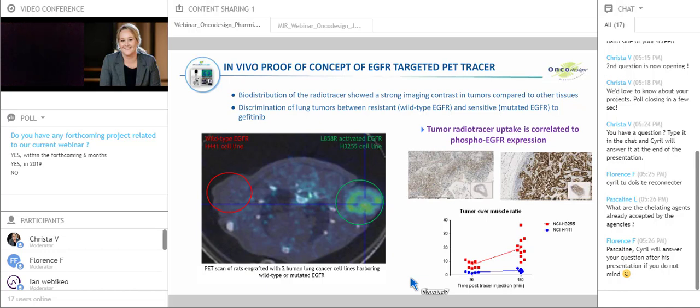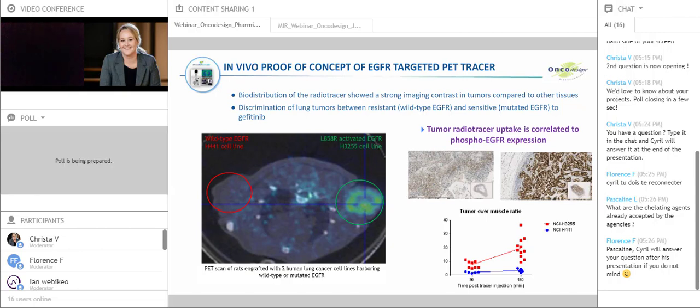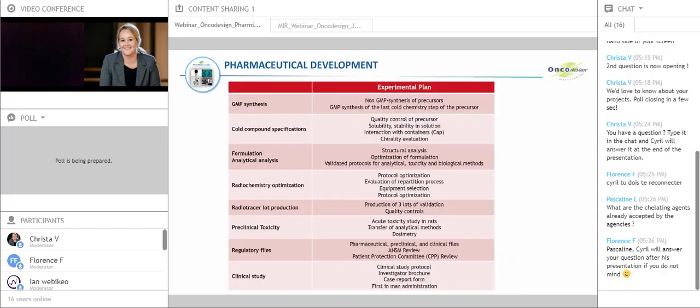When you have phospho-EGFR, this kinase is activated, and this is what we have seen in vivo. And if you measure the tumor over muscle ratio, you can see there is a large increase of this ratio. So this is the different path that you have to go through when you want to develop a radiotracer. Then if you want to go to clinic, that's another story.